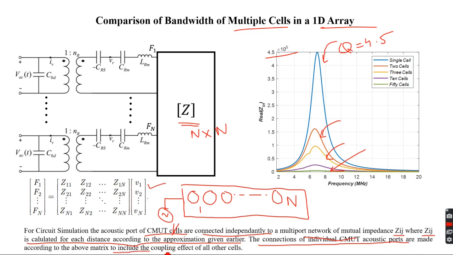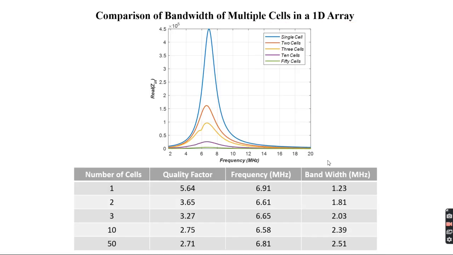The connection of individual CMUT acoustic ports is made according to the above matrix. This is the matrix to include the coupling effect of all the cells, and you can see the effect on the bandwidth. Here it is tabulated. So for the single cell, I think this is 4.5 as we have seen earlier. And the frequency does not shift much. I think I should have put a line over here, but anyway, let's compare. Yeah, there is some shift over here.